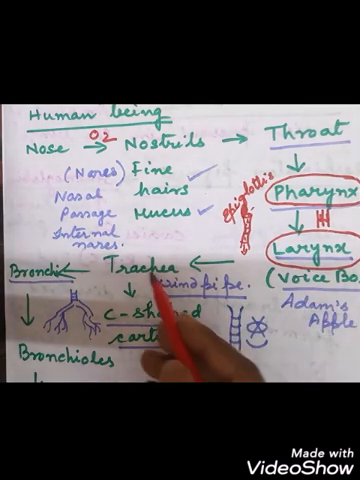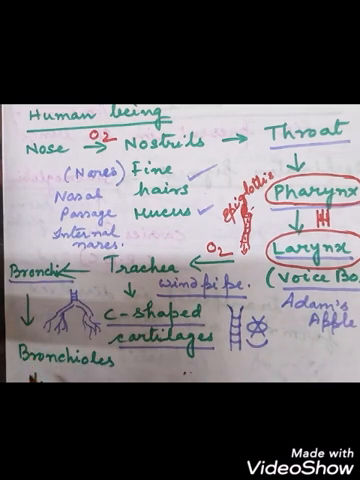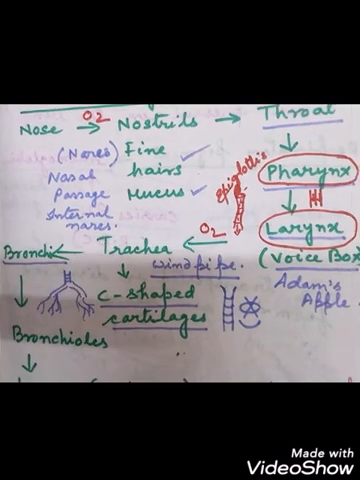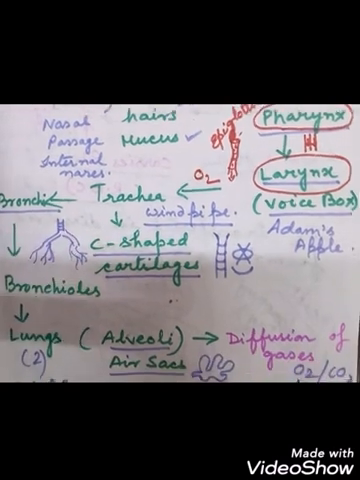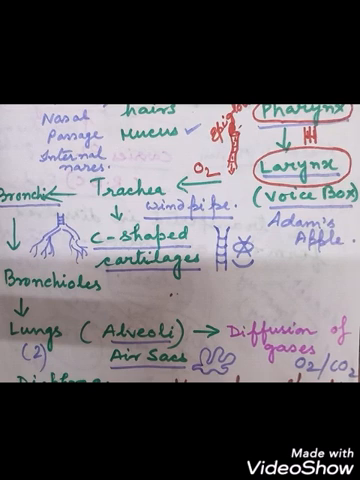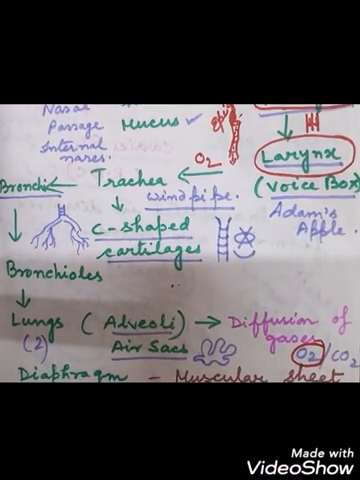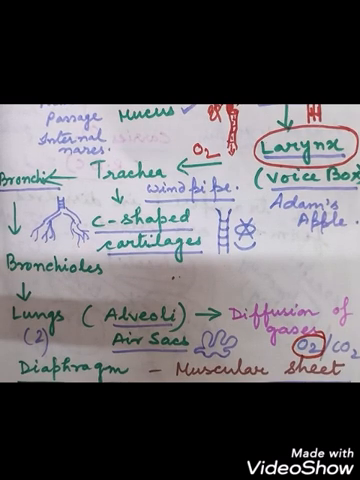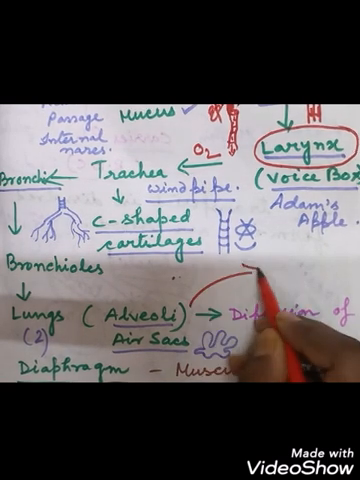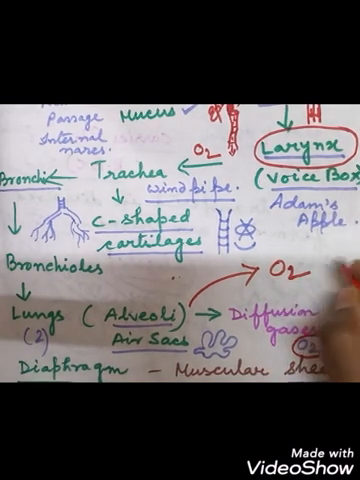So then the air will go, that means oxygen is moving to bronchi, bronchioles, and then coming to the lungs, and where is the end part? Alveoli. So if you can see alveoli, what happens here? Oxygen is diffused out into the blood. That means from alveoli, diffusion of oxygen takes place. That is from high to low in the blood.